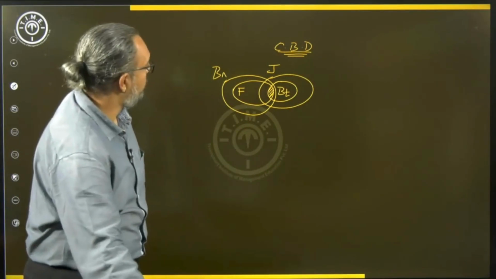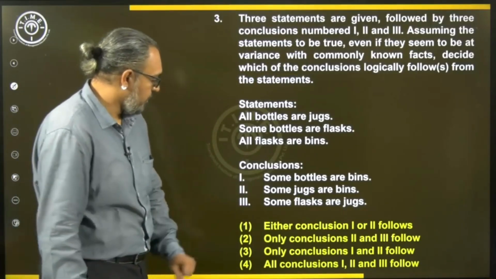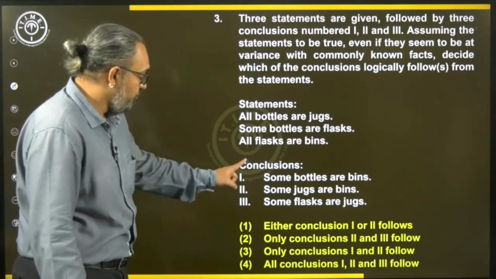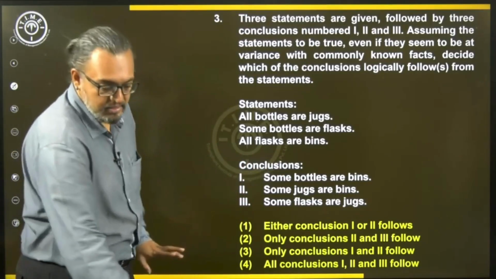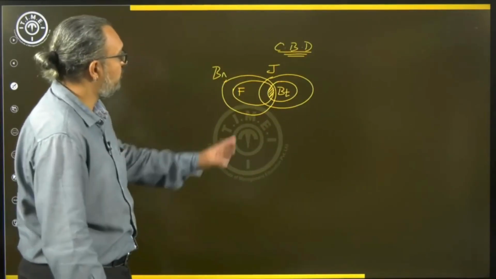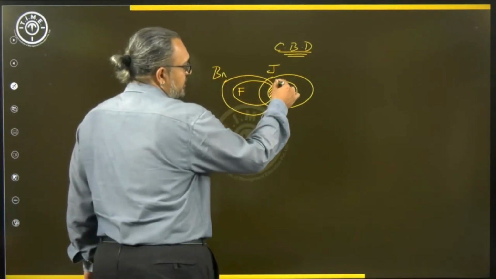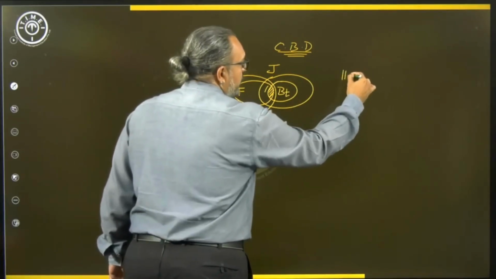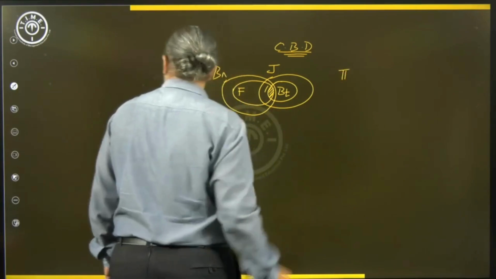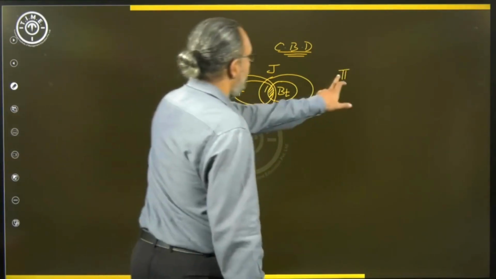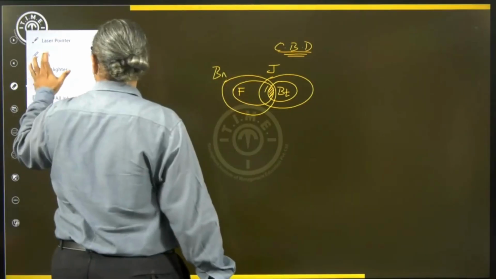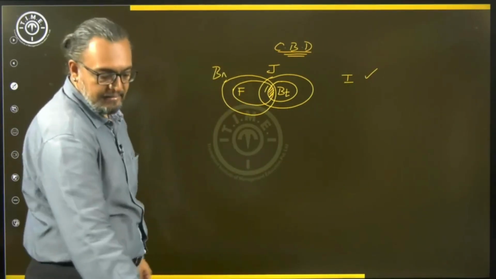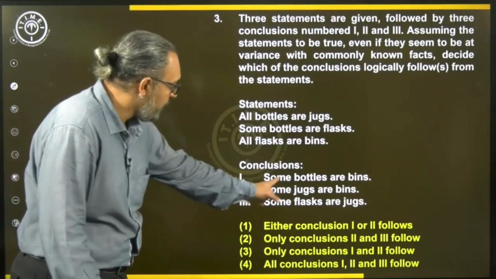Okay. Now coming to the conclusions. Now all the 3 are affirmative conclusions. So let's look into it. So we have some bottles are bins. So tell me, are bottles and bins overlapping with each other? Yes. See, this is the BT circle and this is the BN circle. They are perfectly overlapping. So I can say conclusion number 1 follows.